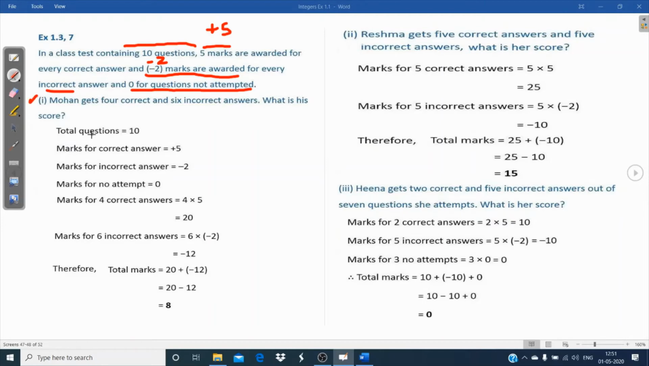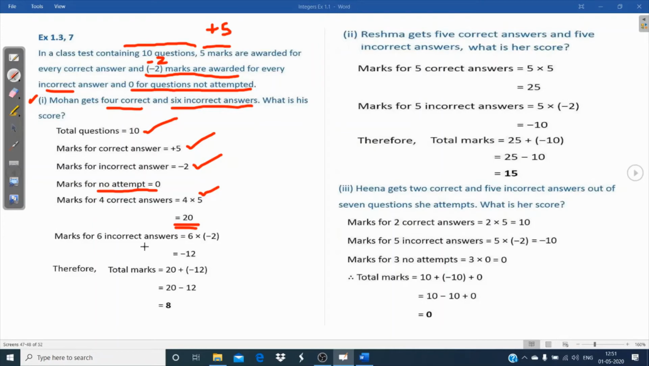Now, first part: Mohan gets 4 correct answers and 6 incorrect answers. What is his score? Total correct answers Mohan has given are 4 and he has given 6 incorrect answers also. So total questions were what? 10. For a correct answer plus 5, for an incorrect answer minus 2 marks, and for no attempt you get 0 marks. Since Mohan has given 4 answers correct, what will be the total score of the 4 correct answers? 4 multiplied by 5, since for every question he gets 5 marks. So 4 into 5, what will you get?